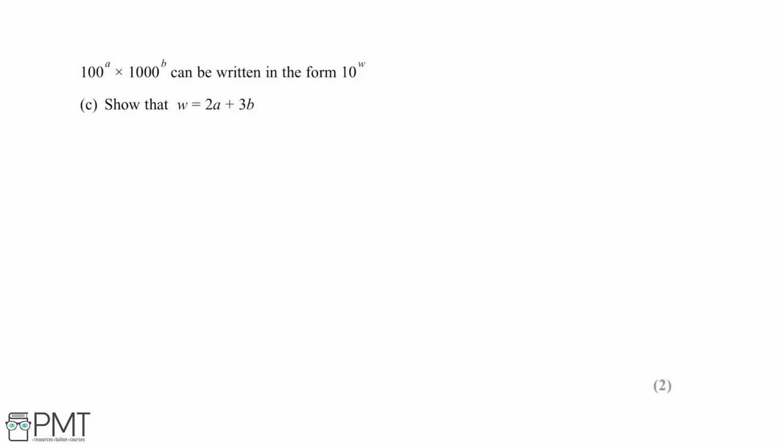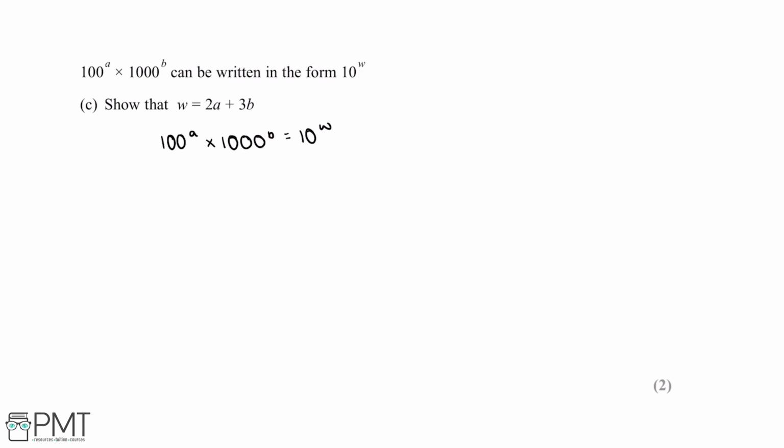100 to the power of a multiplied by 1000 to the power of b can be written in the form 10 to the power of w. Show that w equals 2a plus 3b. So if 100 to the power of a multiplied by 1000 to the power of b can be written in the form 10 to the power of w, then this means that 100^a multiplied by 1000^b equals 10 to the power of w. So now what we need to do is solve this equation.